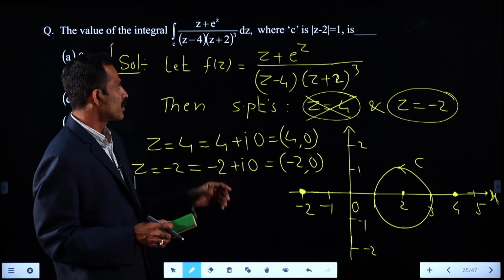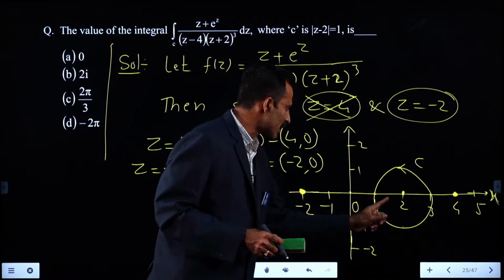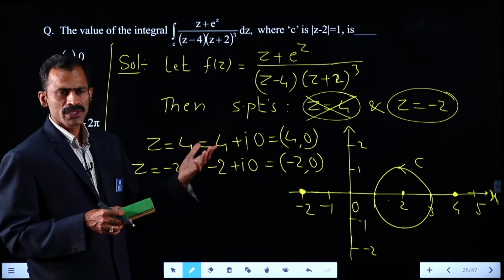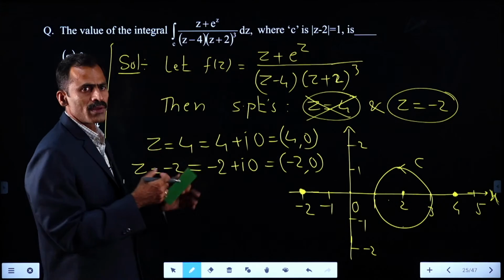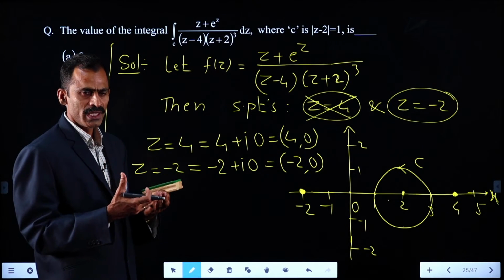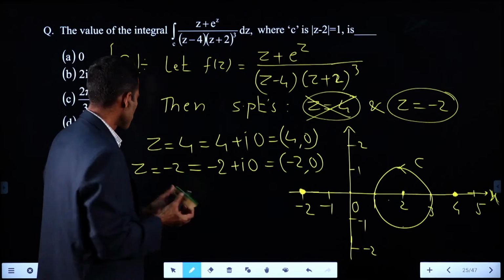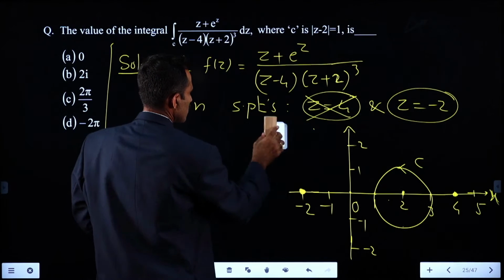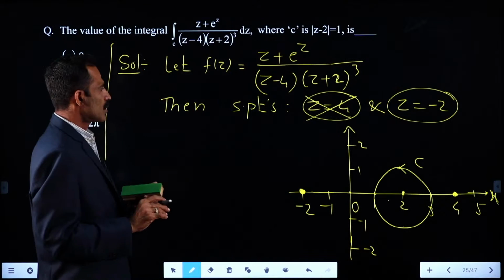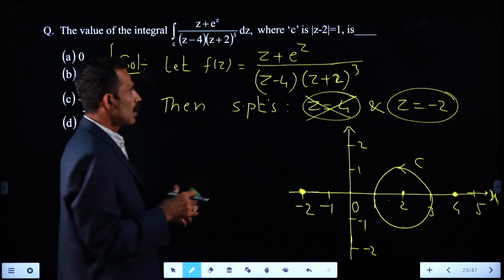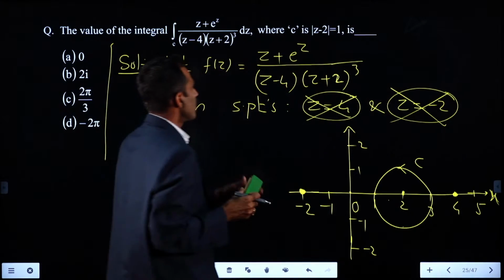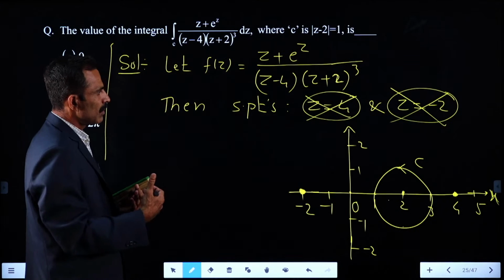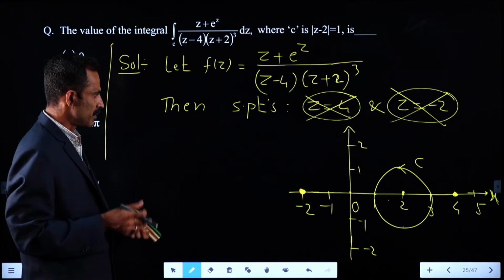So the singular points are not inside the region, not on the region, which means this function is analytic inside the region and on the region only. So whenever a function is analytic inside the region and on the region, then we evaluate this integral by using Cauchy's integral theorem or Cauchy's theorem only. Up to here, we know that the singular points are lying outside the region. That is why we say the function is analytic inside C and on C only. And we can write the integral value directly by using Cauchy's theorem only.